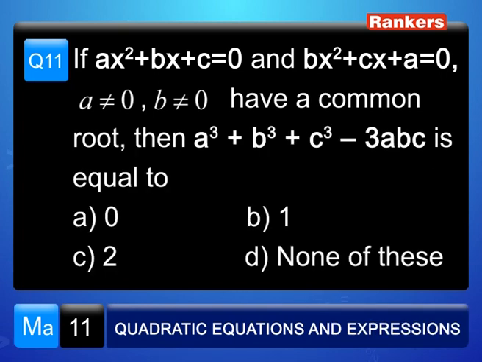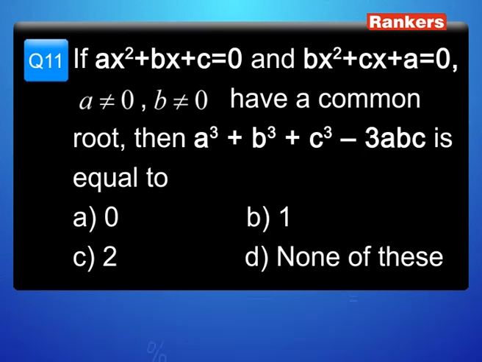If ax square plus bx plus c equal to 0 and bx square plus cx plus a equal to 0, where a not equal to 0 and b is not equal to 0, have a common root, then the value of a cube plus b cube plus c cube minus 3abc is equal to what? First option 0, second option 1, third option 2, and fourth none of these.